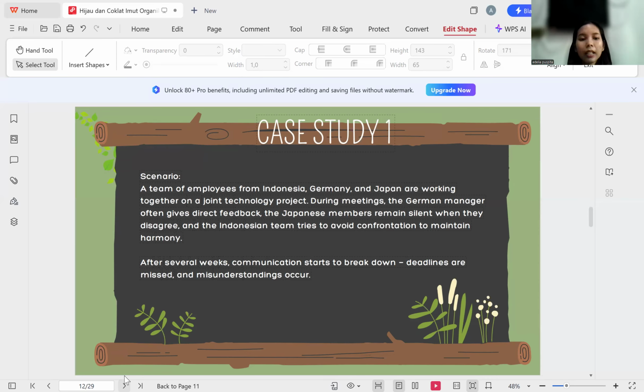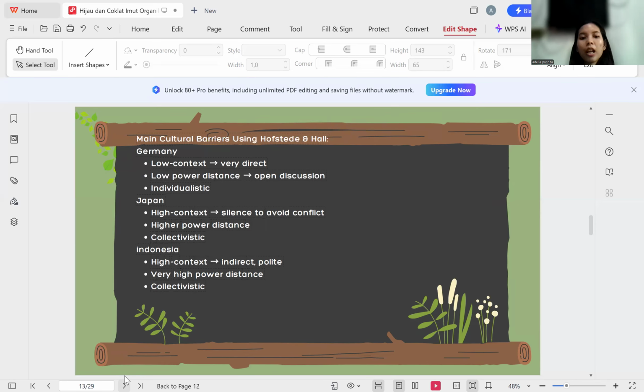In this case study, the main cultural barriers, using Hofstede and Hall, are as follows. The first is Germany. Germany is low context and very direct, with low power distance, and of course open discussion. And I think Germany is very individualistic. And the next is Japan. Japan is high context, which means they stay silent to avoid conflict, and they have higher power distance and show collectivism. And Indonesia is high context, which means they are indirect and very polite. And Indonesia has very high power distance, which means they show collectivism.